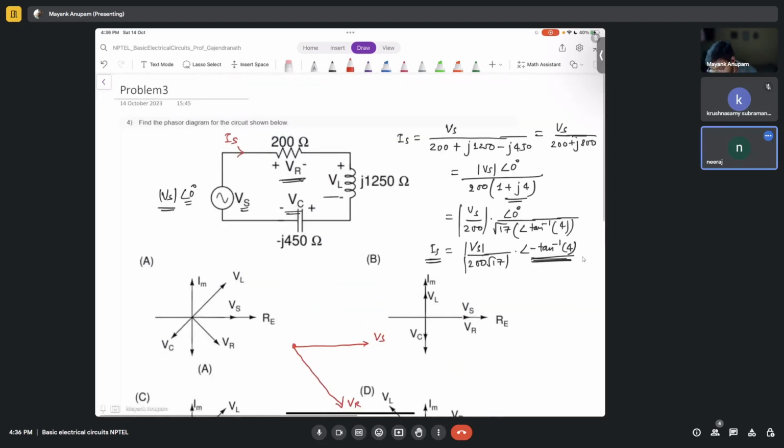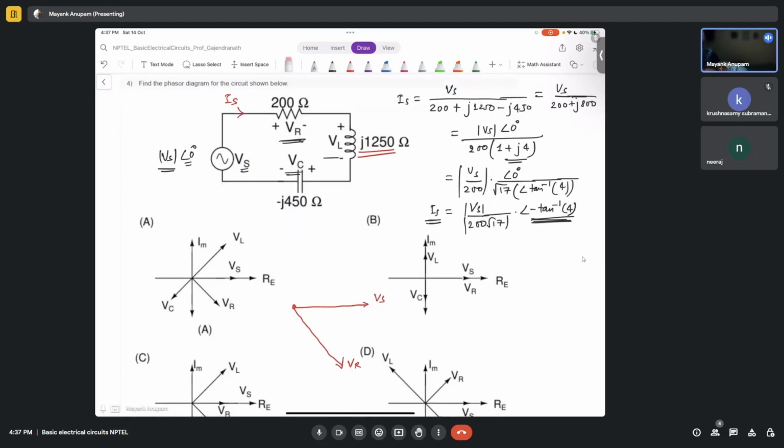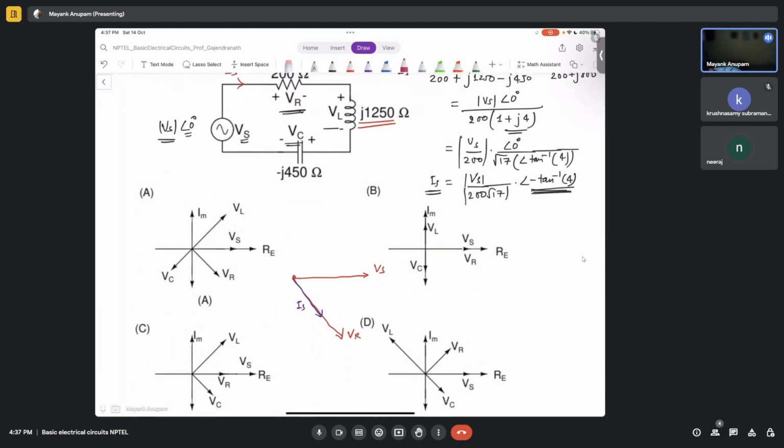Now let's find what is VL. VL is the voltage across the inductor, right? We know that the voltage across the inductor is always 90 degrees leading the current. The current is in the same direction as VR, somewhere here. Let's call this IS. Then 90 degrees ahead of this would be the inductor voltage, somewhere like this. So this will be VL, correct?